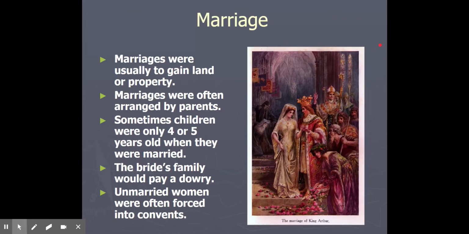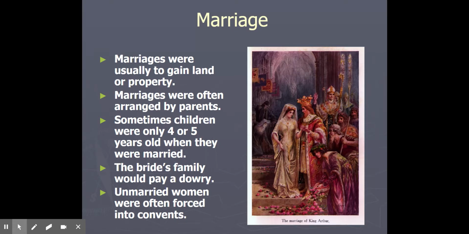Here's an example of the rules. Marriage. When we think about marriages, people get married because they love each other. That didn't happen. That really wasn't why they did it. Marriages are usually to gain land or property. How do you gain land or property through marriage?